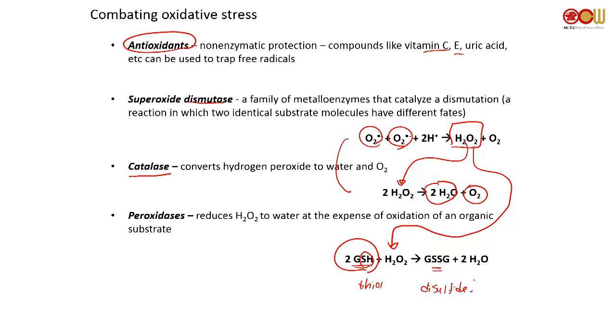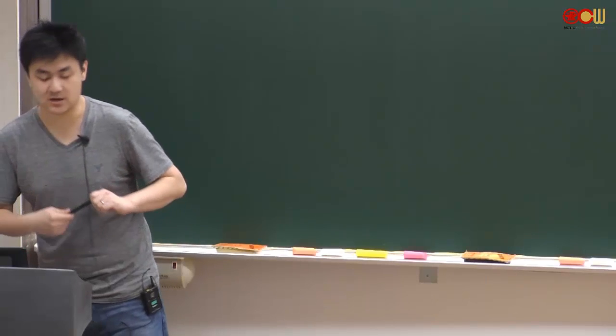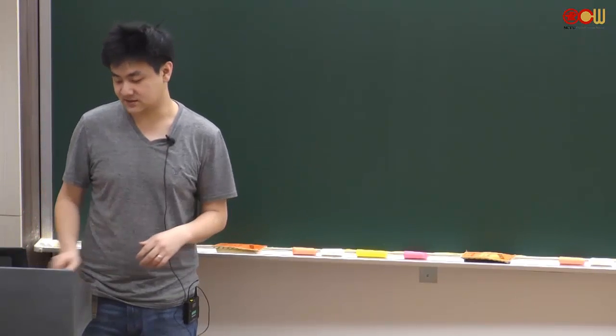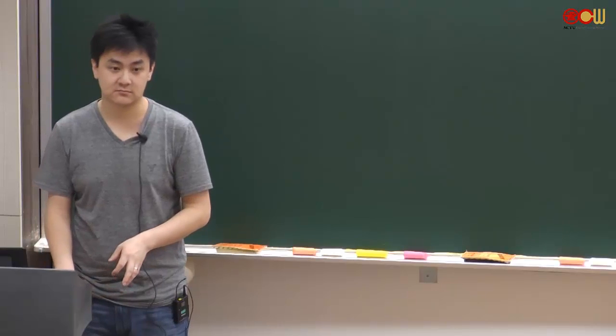Okay, so this is just some type of stuff that biology has to combat oxidative stress. Okay, so that's it. That summarizes all of the stuff that we have for this third of the course. That summarizes all of the stuff that will be covered on your exam. Okay?